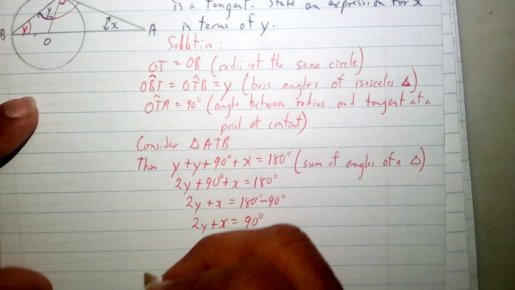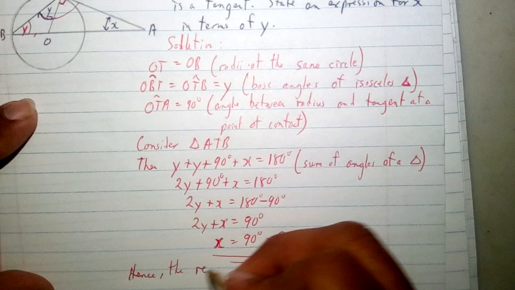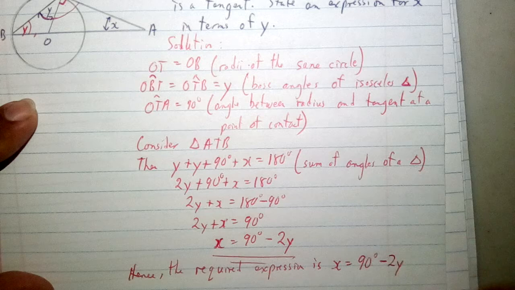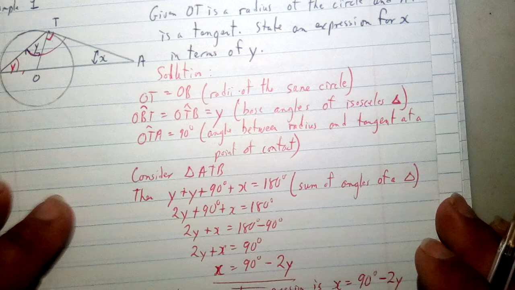Let's make it much better, hence, okay, the required expression, because it's a required expression, is x equals 90 degrees take away 2y. That's our required expression. So that's our problem which we have just solved right there. Okay, let's go for another one.